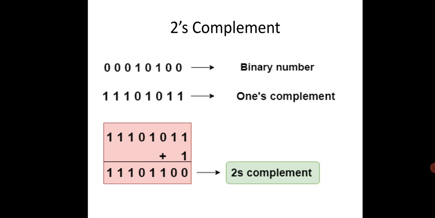So 1 plus 1 is 0, carry 1. So 1 plus 1 again 0, carry 1. So 0, there is a carry, you will write at the bottom 1. Again 1 0 1 1 1. So 1 1 1 0 1 1 0 0. This is your 2s complement.